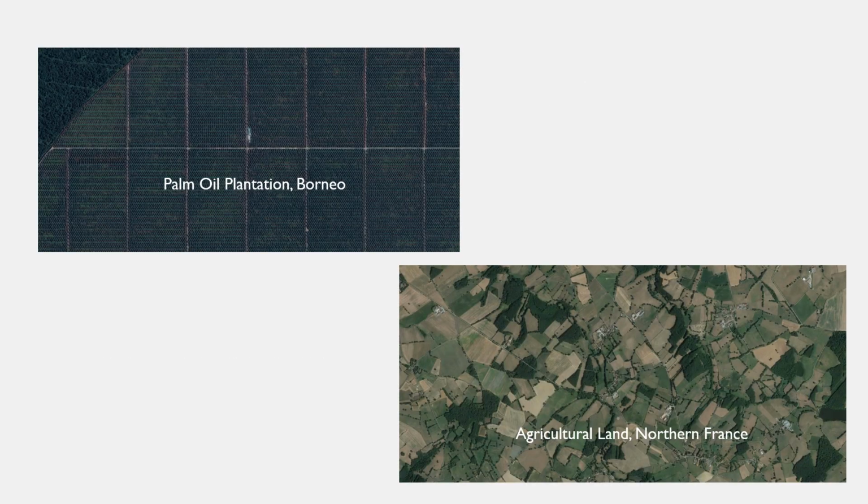Here we have two more images. Both of these are taken from environments that have a significant degree of human interference in them, at least compared to the former two. The one on the top left is of a palm oil plantation in Borneo, and the one on the bottom right is of agricultural land in northern France. This image was taken just north of Paris. So if you pause this video, have a think about which one you may think hosts a greater level of biodiversity. Not just plant biodiversity, but animal biodiversity as well.